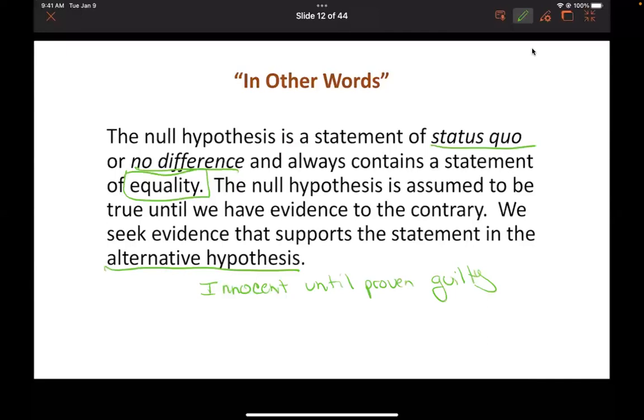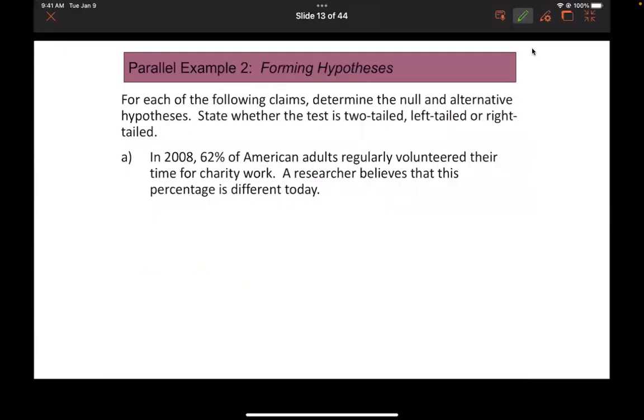Questions so far? All right, moving on then. Okay, so we're going to write our null hypotheses and our alternative hypotheses, and we're going to talk about whether they're two-tailed, left-tailed, or right-tailed. All right, so A, in 2008, 62% of American adults regularly volunteered their time for charity work. A researcher believes that percentage is different today. So different means two-tailed test.